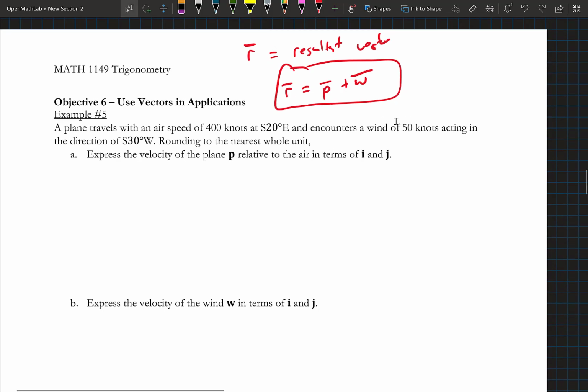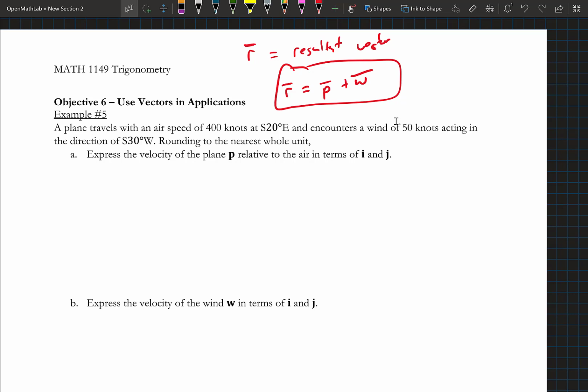So what we have is that a plane travels with an airspeed of 400 knots at south 20 degrees east and encounters a wind of 50 knots acting in the direction of south 30 degrees west. Rounding to the nearest whole unit, we want to express the velocity of the plane p relative to the air in terms of i and j, and then the same thing for the wind w vector.